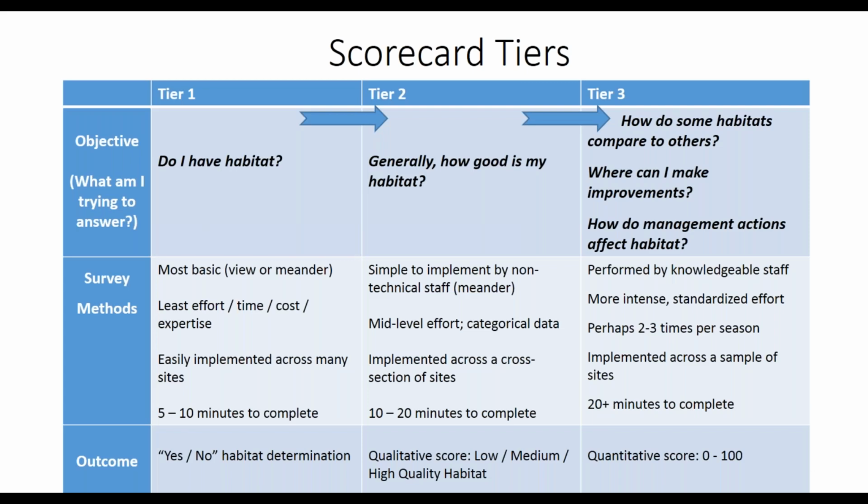So this is an exercise we did yesterday. We thought about the objectives and how you would select whether you were collecting data at tier 1, 2, or 3. And so as I alluded, the first tier is really, do I have habitat? Then in tier 2, you might generally want to describe the habitat. And then in tier 3, you could do a little bit more, which is you could make comparisons across your habitats. You could think about what would happen if you made improvements. You could track the effects of management actions.